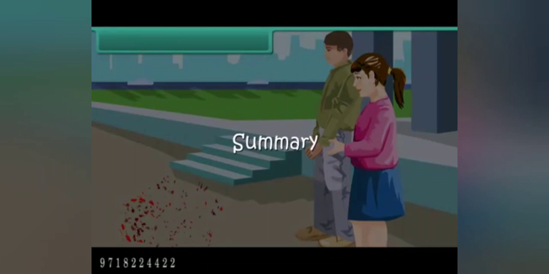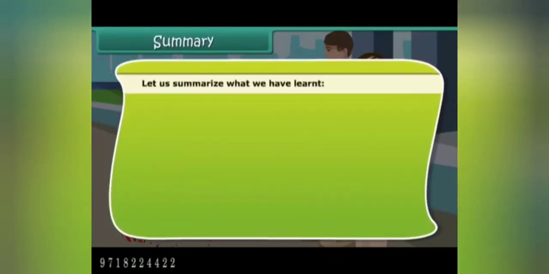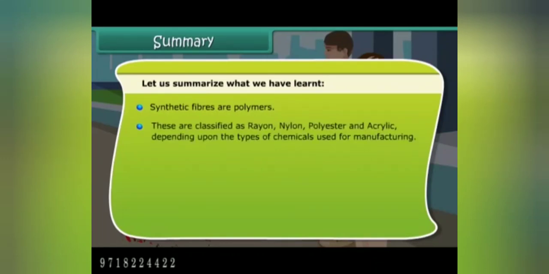Summary. Let us summarize what we have learned. Synthetic fibers are polymers. These are classified as Rayon, Nylon, polyester and acrylic, depending upon the types of chemicals used for manufacturing.